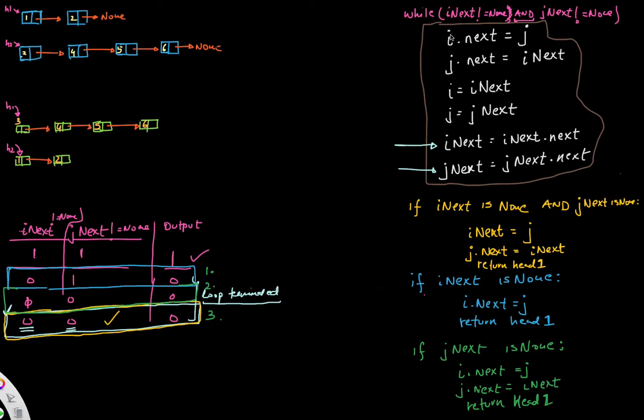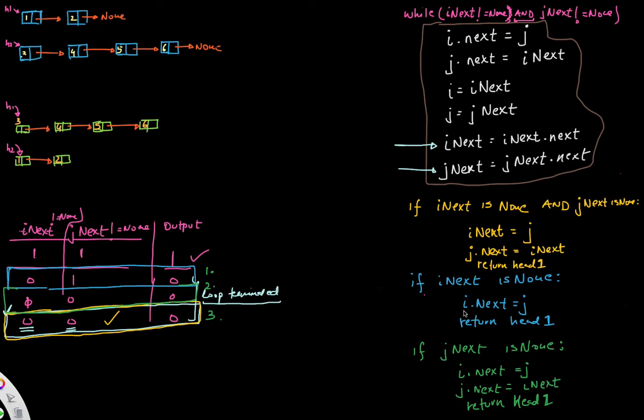terminates, there are three possibilities that might exist. These three possibilities are listed here as number 1, 2, and 3, and I've used a little bit of color coding here to represent them. If I were to map it with my color, this third scenario is when i.next and j.next are both equal to None.